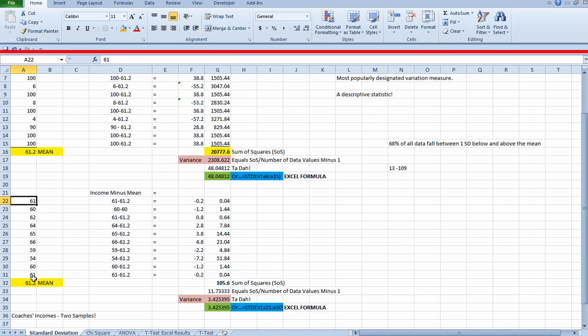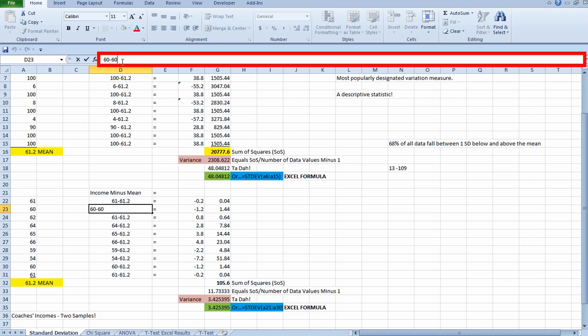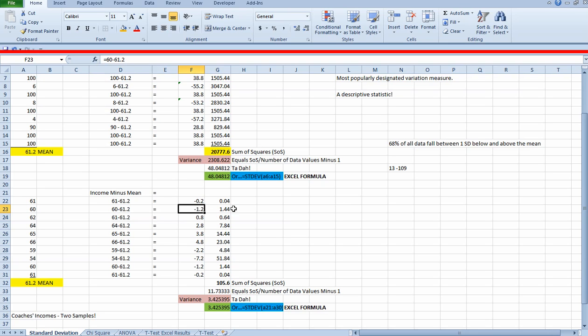61 is the data point minus the mean, 61.2, equals negative 0.2. 60 minus 61.2 equals negative 1.2, and so on, all the way down through each data point. You square them. So this number is 0.2 times itself. 1.44, not surprisingly, is negative 1.2 times negative 1.2.